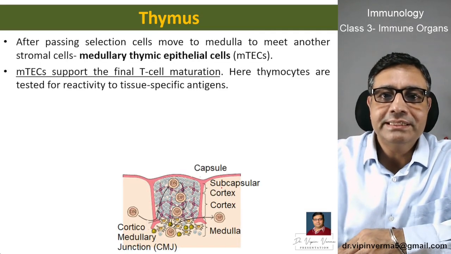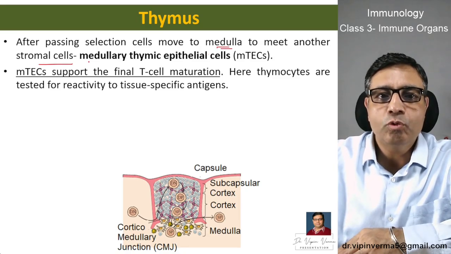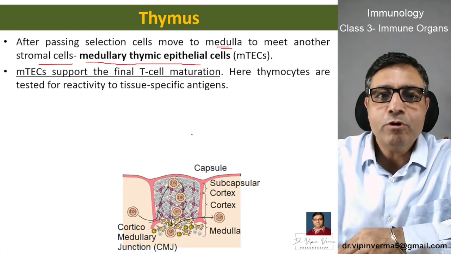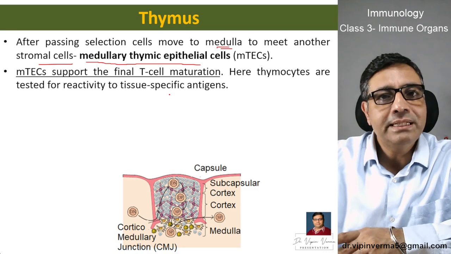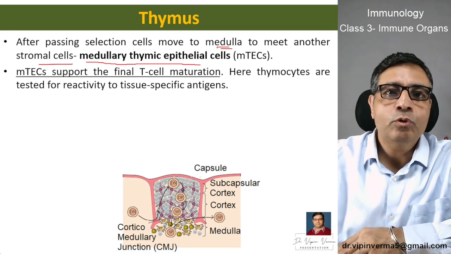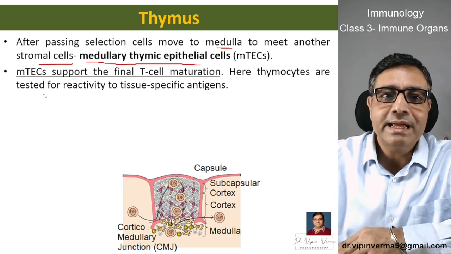After passing selection, cells move to the medulla to meet another stromal cell, and these cells are known as medullary thymic epithelial cells. So if these thymic epithelial cells belong to the cortex, we call them cortical thymic epithelial cells. But in the medulla, these thymic epithelial cells are known as medullary thymic epithelial cells. And these medullary thymic epithelial cells support the final T cell maturation.